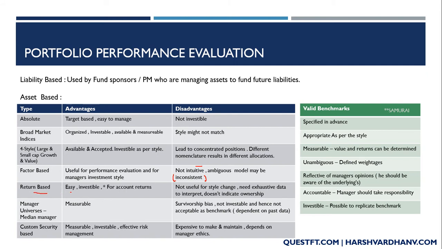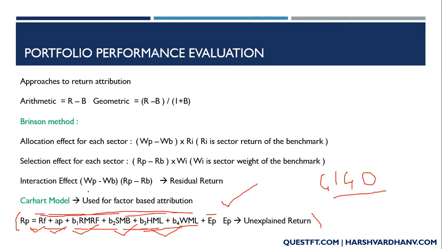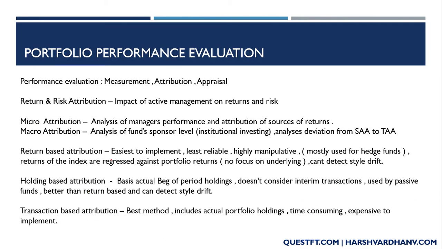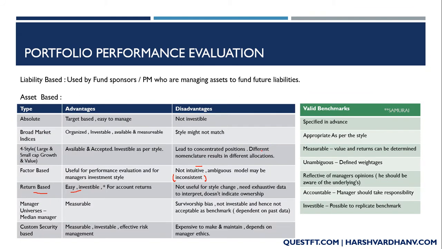Then the return based benchmark. We have already understood that we did the return based benchmark over here. It is the easiest to implement, least reliable, and highly manipulative. We all know this, so it's the same repetition over here. Since it's highly manipulative, it cannot be directly used for investments, and it is basically a disadvantage. Manager universe is measurable.